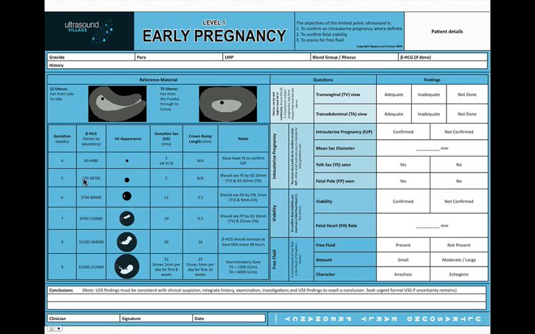Here, so we're up to about 5 weeks now. Here it says you should see a yolk sac by gestational sac 10 millimeters TV or 20 transabdominal.